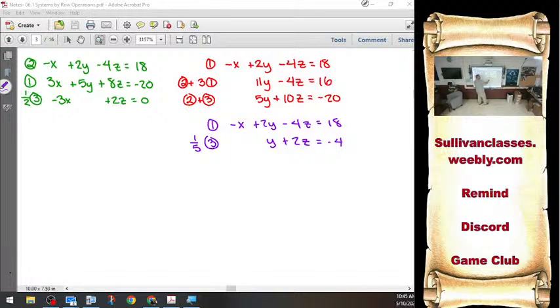Take this and move it down here. 11y minus 4z is 16. You see how it makes that last step smoother? This is one way to do it, yes.